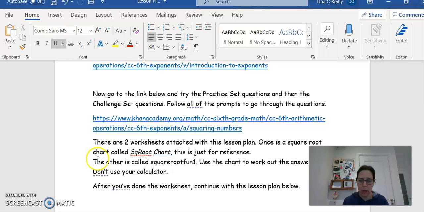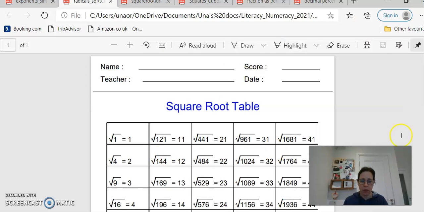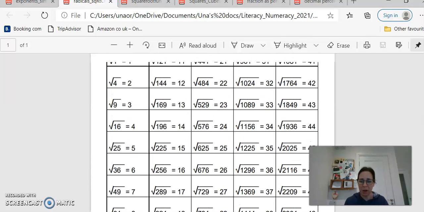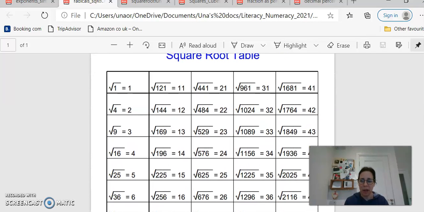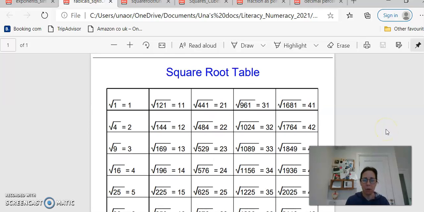One is a square root chart, just for reference. Let me show you that. Here it is, a table of not all, but a lot of common square roots, okay? Now, we've been talking about squared, so if we say 3 to the power of 2, that means 3 multiplied by 3, which is 9. So 3 squared is 9.